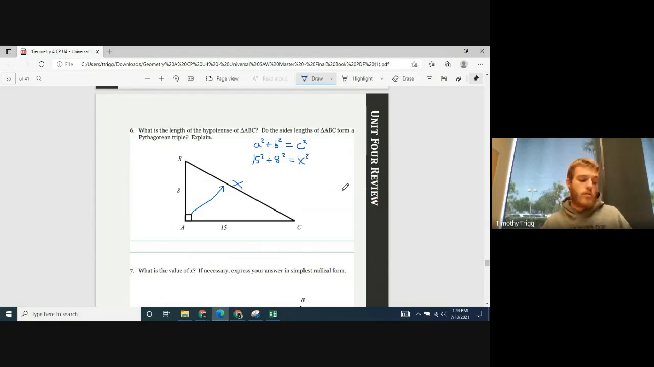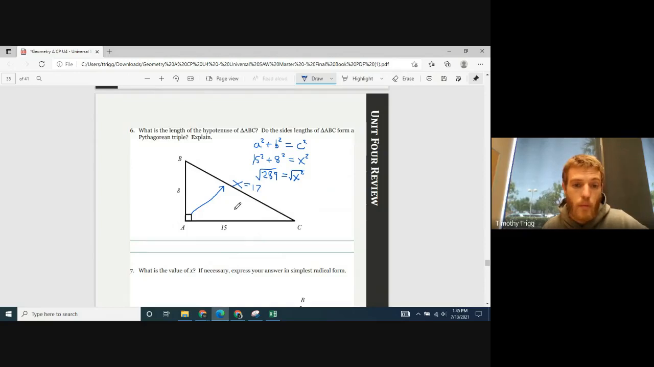Okay, so that's going to be 15 squared plus 8 squared. So that gives us 289 equals x squared. Now to get rid of the squared, what you do is you square root both sides. Hopefully you remember that. Square root that. That gives you that this length, the hypotenuse, is 17.